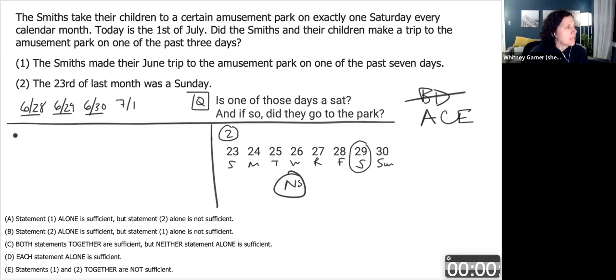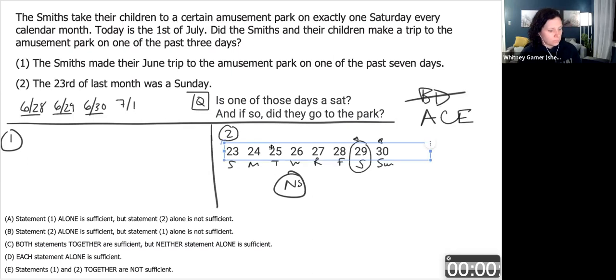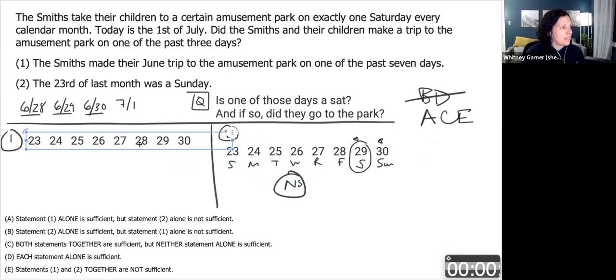Okay. Statement 1. The Smiths made their June trip to the amusement park on one of the past 7 days. Oh, well, the past 7 days would be 1, 2, right? I'll just copy these again. The past 7 days would be 1, 2, 3, 4, 5, 6, 7. So not the 23rd, but the 24th. And I know that from my second statement, this would be Monday through Sunday. So Saturday, they went at some point during this week.